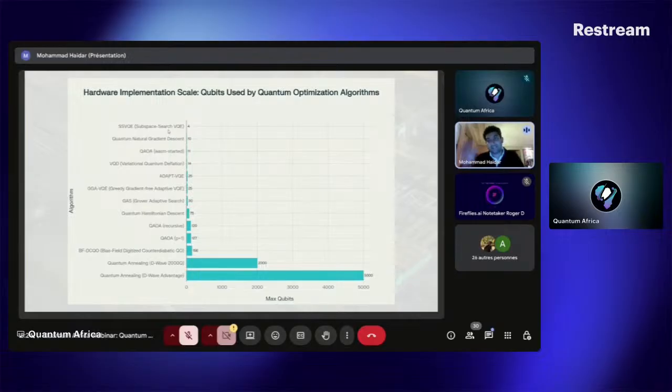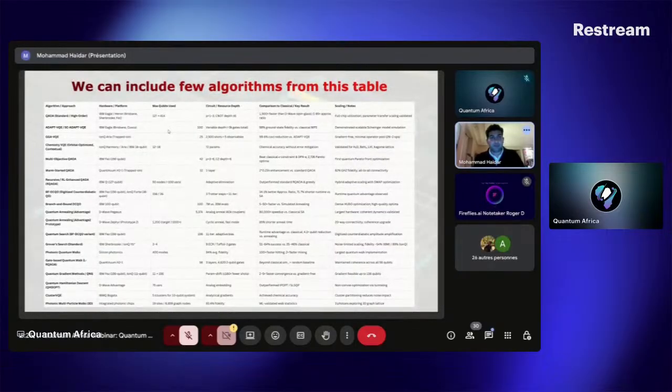Of course, we will see in the next slides that a lot of effort has gone into increasing the number of qubits, but we will see the limitations and how researchers are putting effort in order to overcome this challenge. So we can include a few algorithms from this table.